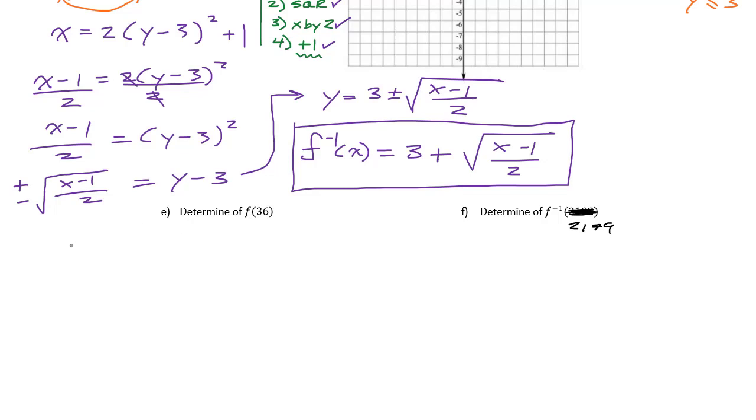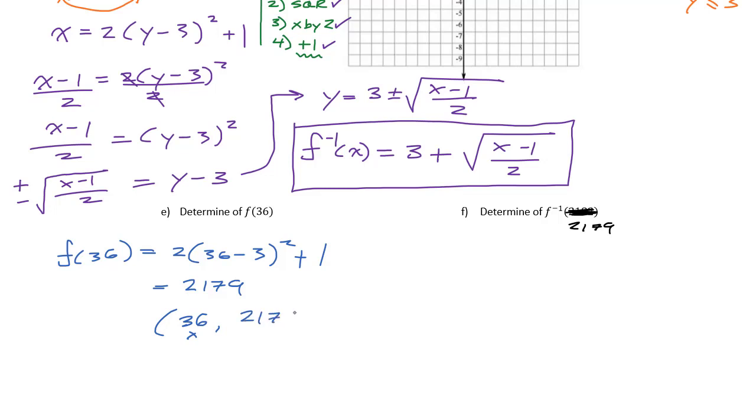So let's start with our regular one, f of 36, right? Well, if I substitute 36 in the equation, I'm going to get 2 times (36 minus 3) squared plus 1. All right, so I'll spare you all the details. Long story short, you go 36 minus 3 is 33, square it, times by 2, add 1, you get 2,179. So that gives us the coordinates, right? When x is 36, that's the x coordinate. The y coordinate is 2,179.